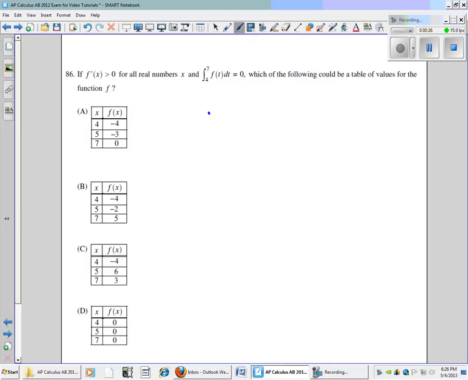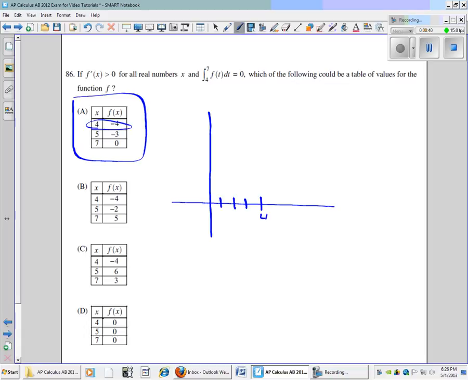Let's start with a graph. I'm going to use the values from this table in part A. So let's start with this first coordinate, 4 and negative 4. Now let's plot that point. Let's then look at 5 and negative 3. And then 7 and 0.